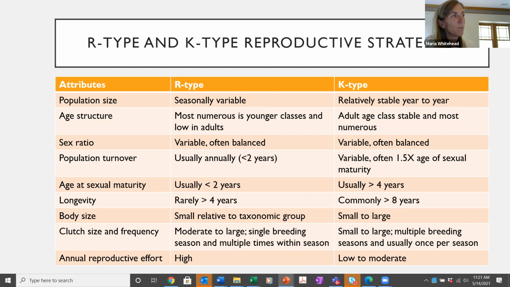Longevity of these organisms is usually more than 8 years. Body size can vary, but clutch size, or number of offspring a year, is generally really small, and annual reproductive effort is usually low to moderate. So two different strategies that really at the end of the day can lead to relatively similar lifetime reproductive output.